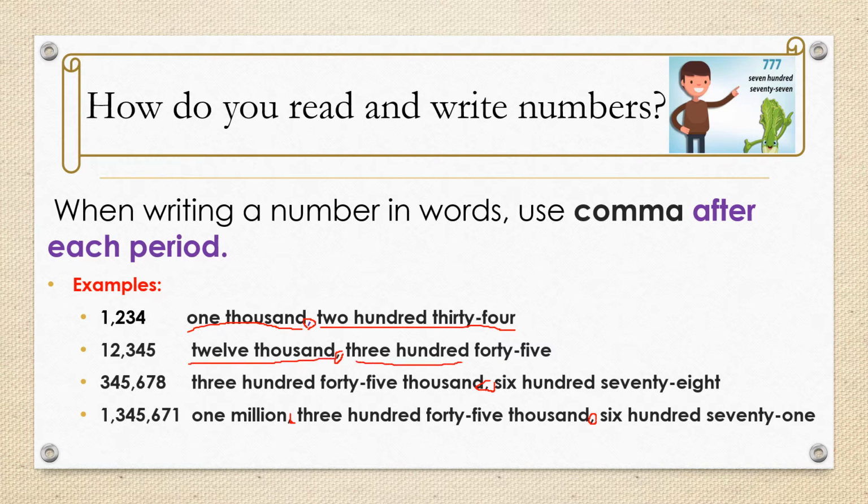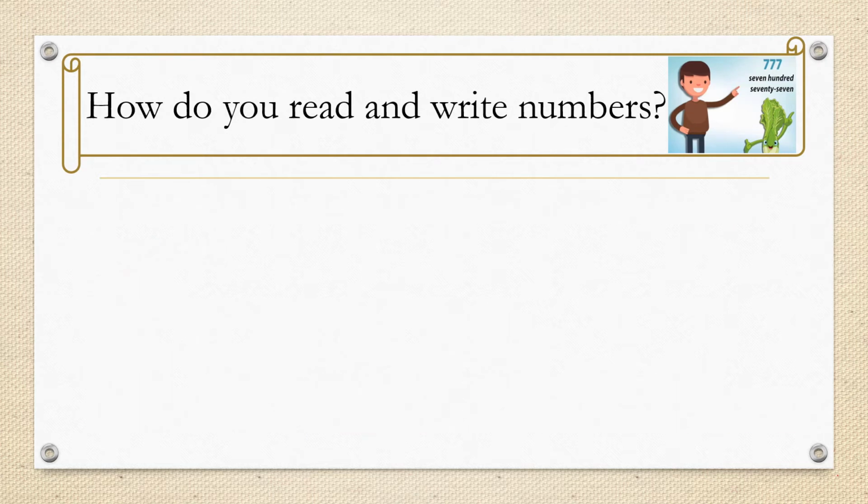This is the units period. Same with this one. This is the thousands period. This is the units period. Here, there are 3 periods. The millions period, the thousands period, and the units period. Okay, any question?